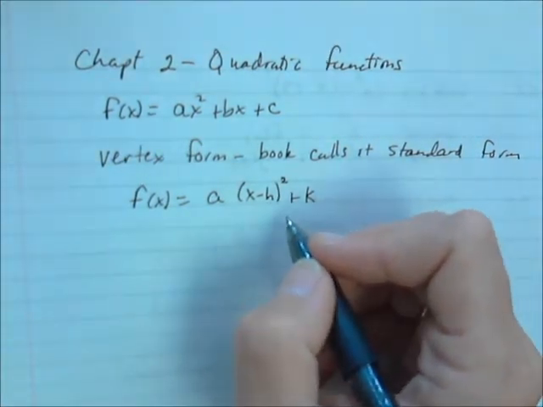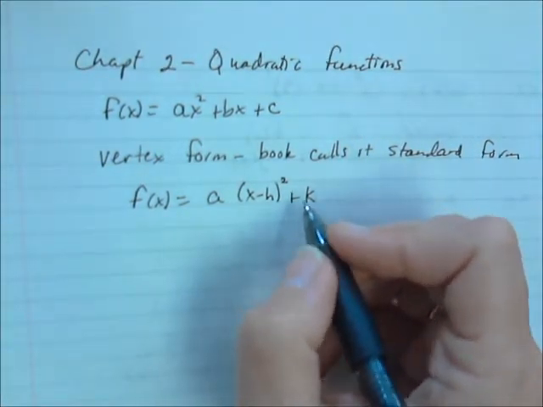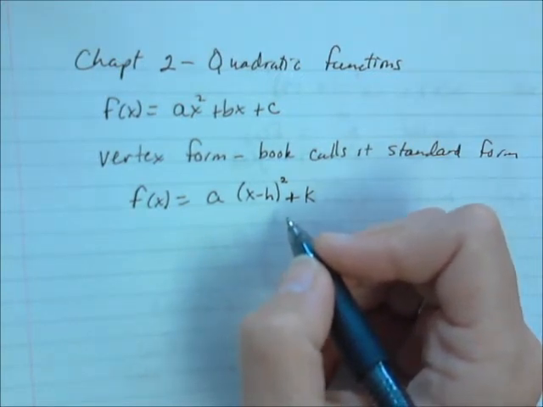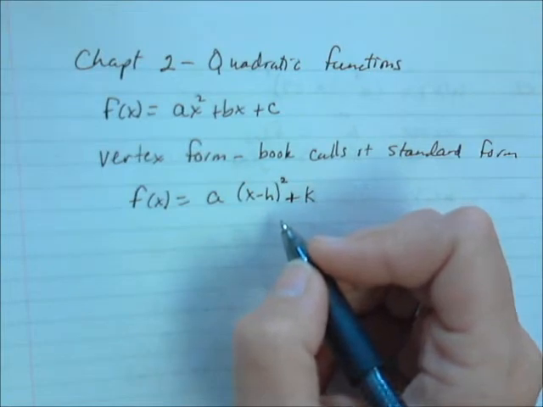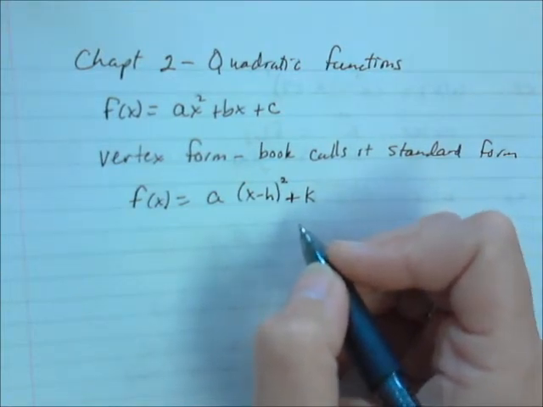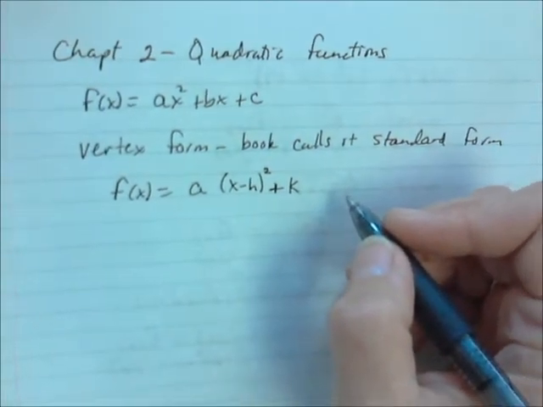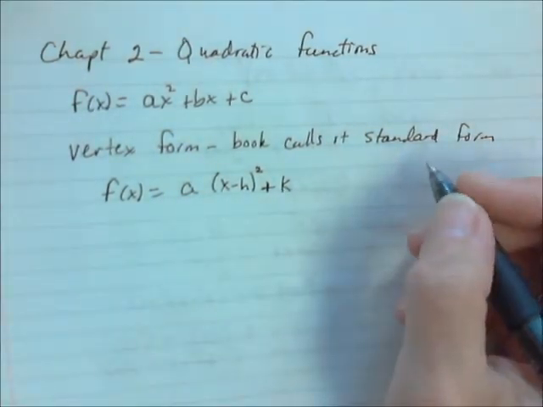And you might already be familiar with h and k when you did equations of circles, because h and k were the coordinates of the center of the circle when you did the center radius form of a circle. Well, h and k, those are the coordinates of the vertex of the parabola.